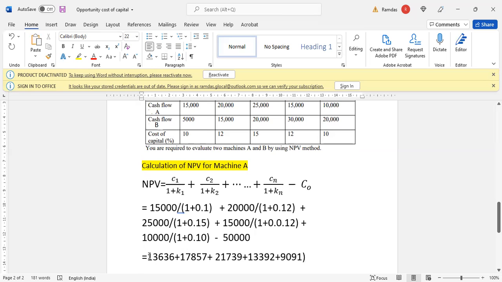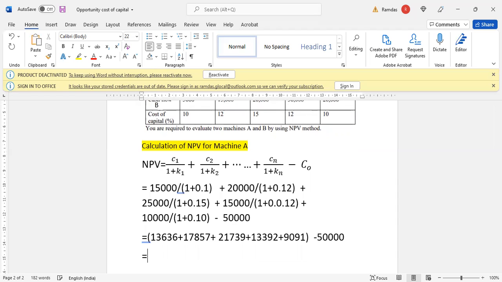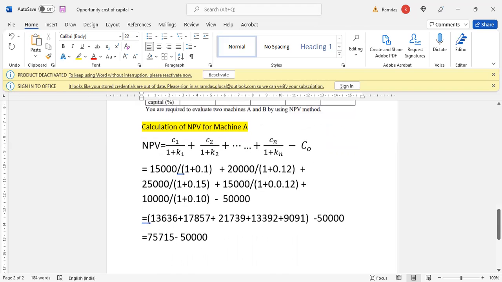And this should be minus CO, which is 50,000. That is 13,636 plus 17,857 plus 21,739 plus 13,392 plus 9,091 gives me 75,715, minus your original investment. So your NPV of A is equal to 25,715. So we are getting a positive NPV.